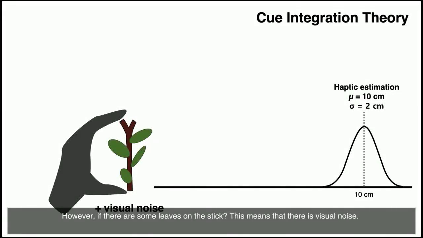However, what if there are some leaves on the stick? This means that there is a visual noise. In this case, when it touches the stick, it doesn't matter even though there is some noise.